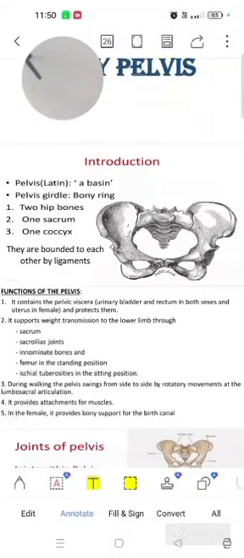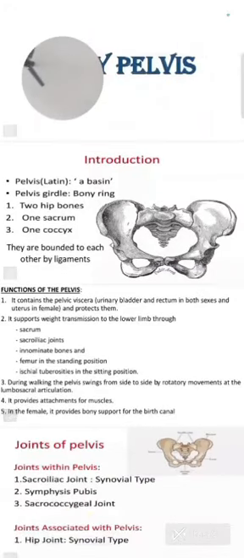Good morning, everyone. Today we'll see about the features of the bony pelvis along with the differentiation between the male and the female pelvis. So let us have a look at an introduction to the bony pelvis.